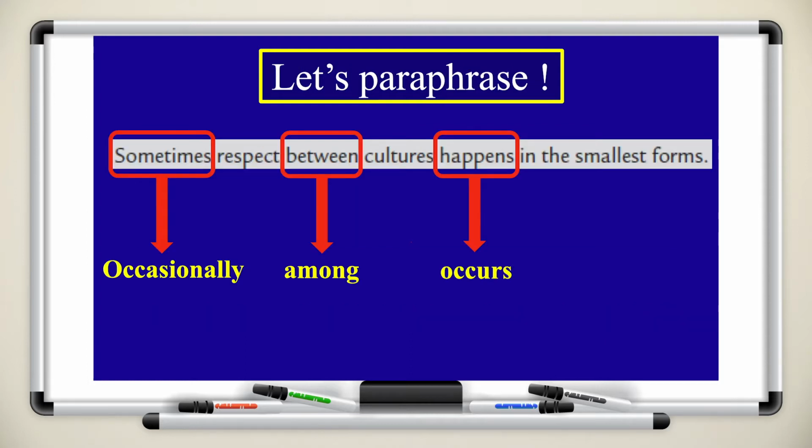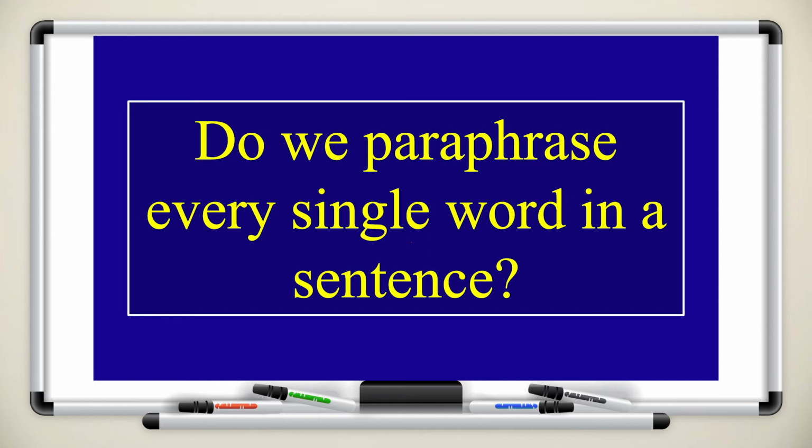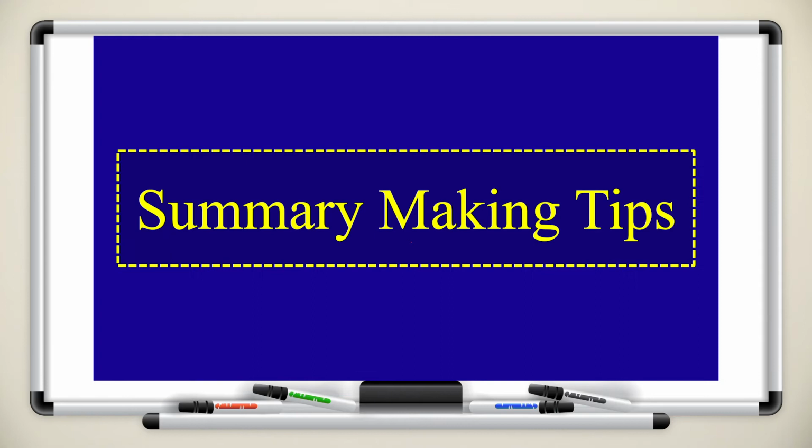Now let's paraphrase them. Let's change sometimes to occasionally, between to among, and change happens to occurs. This is how our sentence would look like. Occasionally, respect among cultures occurs in the smallest forms. Do we paraphrase every single word in a sentence? Definitely not. So let's go ahead and take some tips for the summary making.